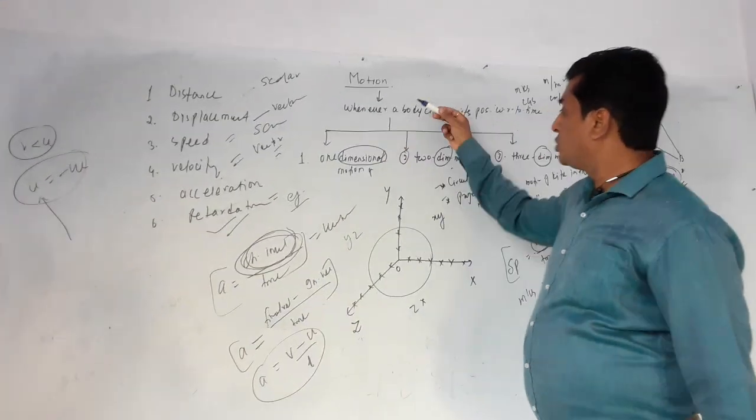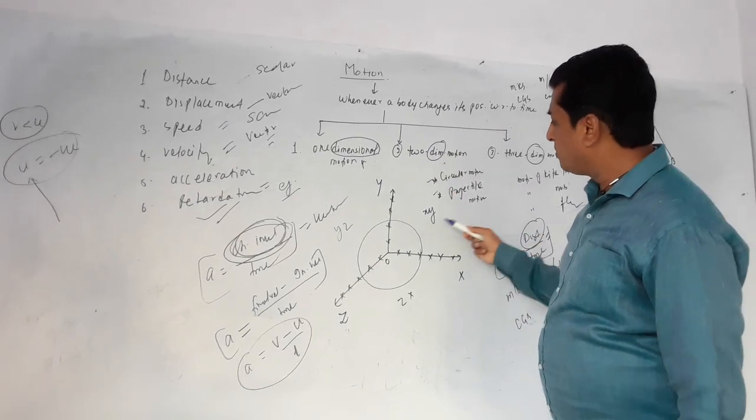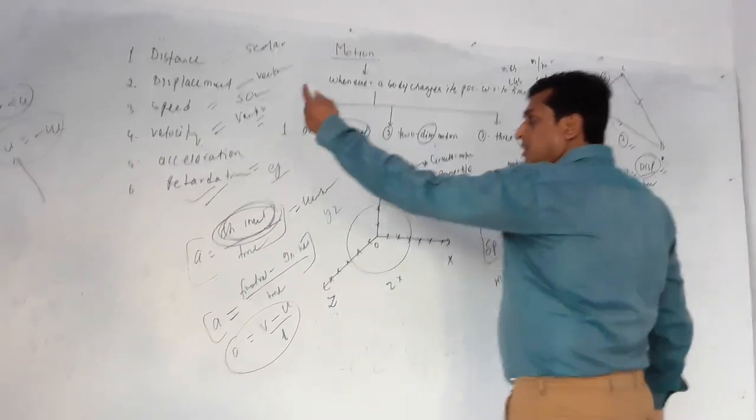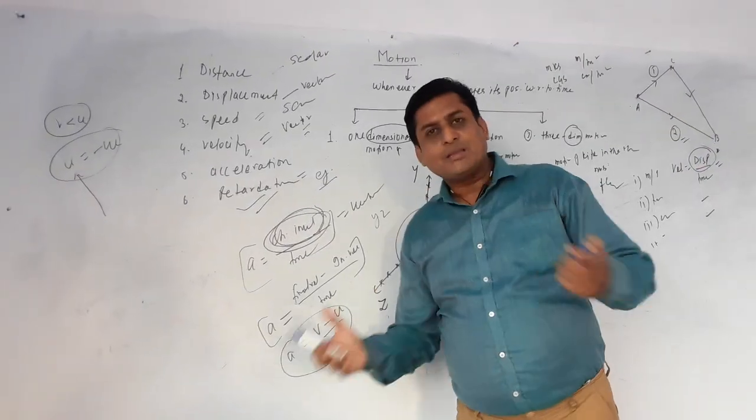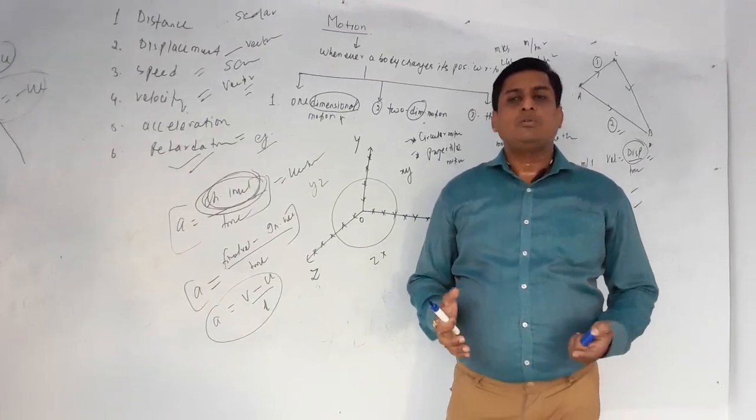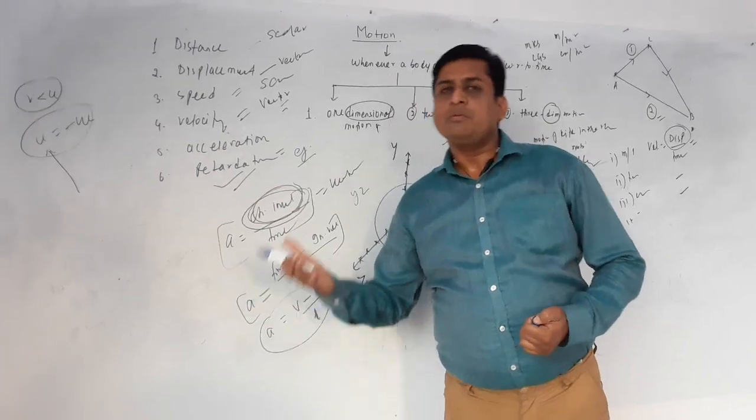So this is motion, types of motion, examples of types of motion, and parameters associated with the motion. These basic things are very important for all of you to understand the further topics of this chapter.